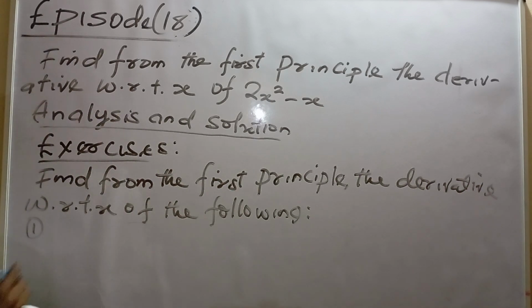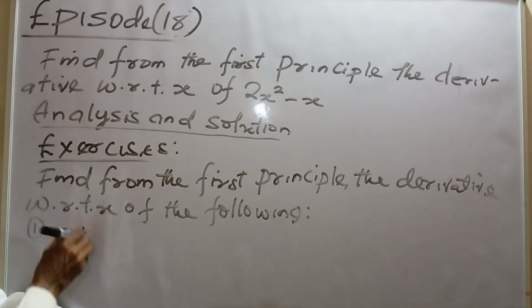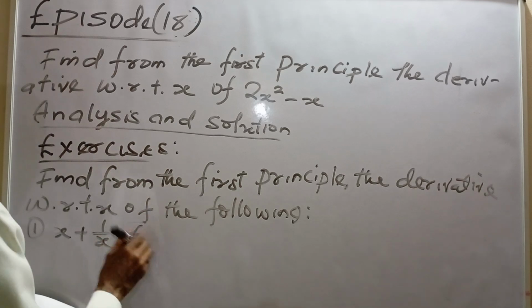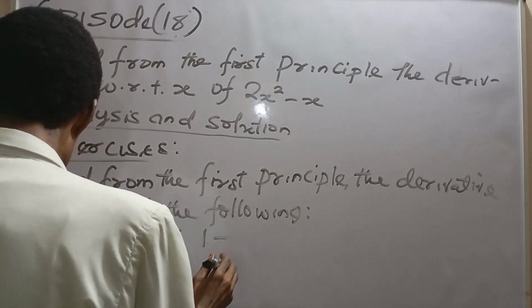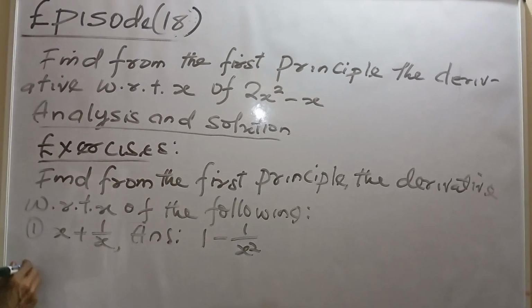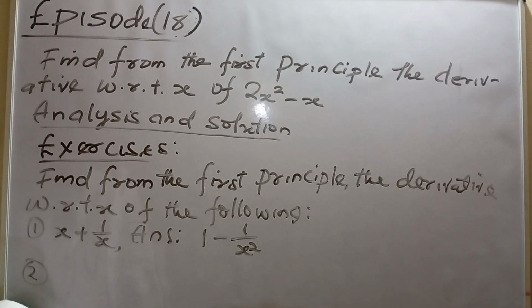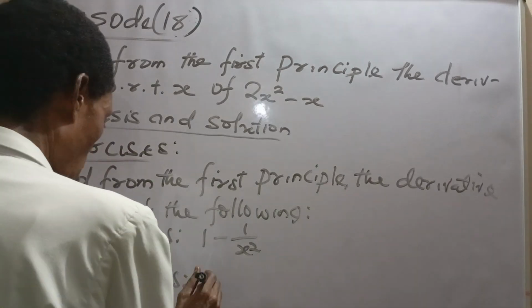So the first one is s plus 1 over s. The answer is 1 minus 1 over s squared. Then the second one is 3s cubed minus 2. The answer is 9s squared.